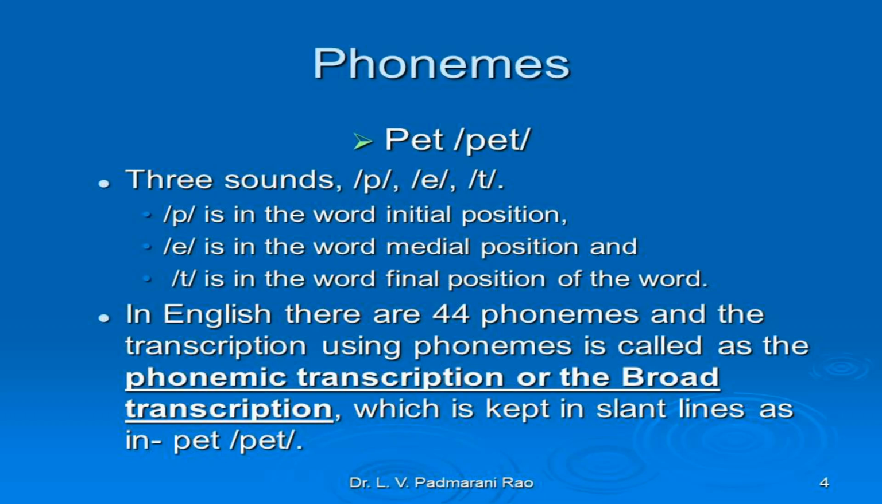Of these three sounds, p is in the word initial position because it is in the beginning of the word. A is in the word medial position because it is in the middle of the word. And the sound t is in the word final position. In English, there are 44 sounds or 44 phonemes, and the transcription using phonemes is called the phonemic transcription or the broad transcription, which is kept in the slant lines as you could see in the example.